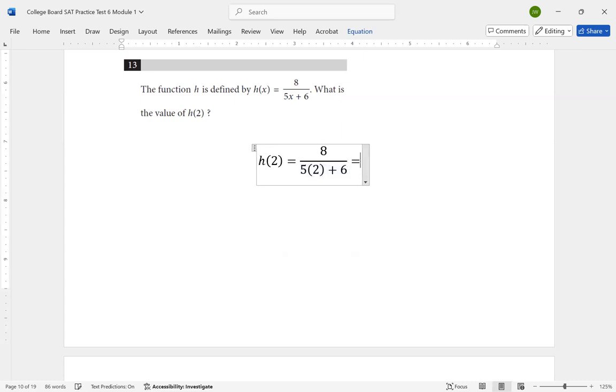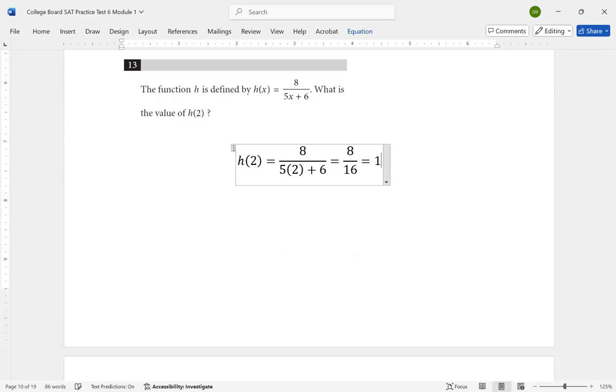and make sure that you simplify the denominator to 16 before you take the 8. Some people mistakenly will take 8 divided by 5 and then times 2, and that's not the same thing, or 8 divided by 10. No, we're taking 8 divided by the entire denominator, which is 16.